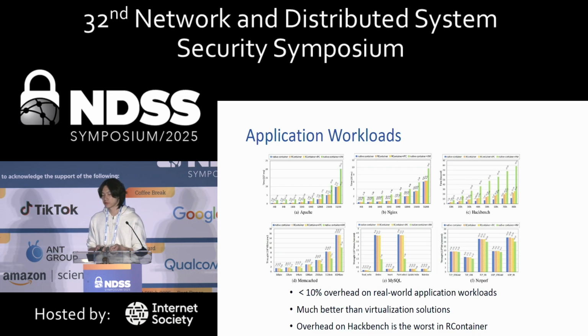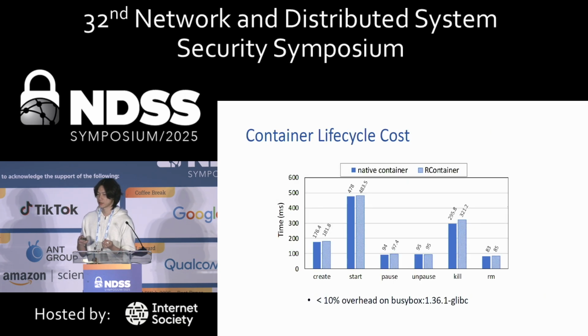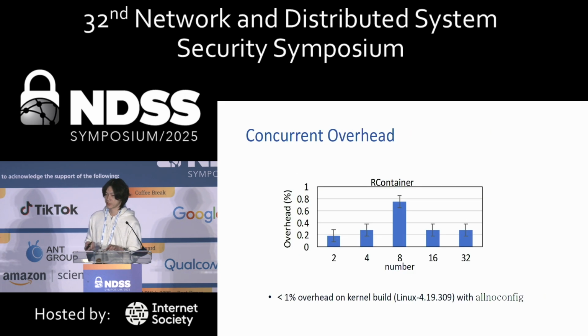Next, the application workload. We made a performance evaluation using some application workloads, and the result shows that it has less than 10% overhead on real-world applications, and it is much better than the virtualization method. We also compare with Shelter. The average overhead in RContainer is reduced by 5.7 compared to Shelter. And then the life cycle cost evaluation and concurrent overhead.